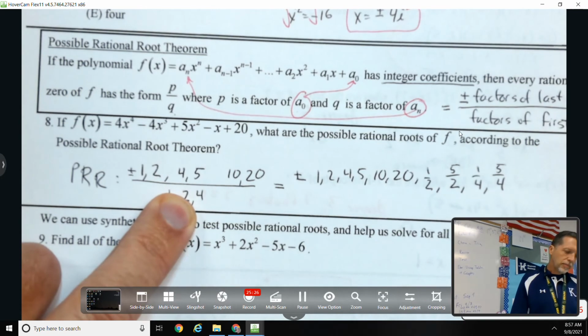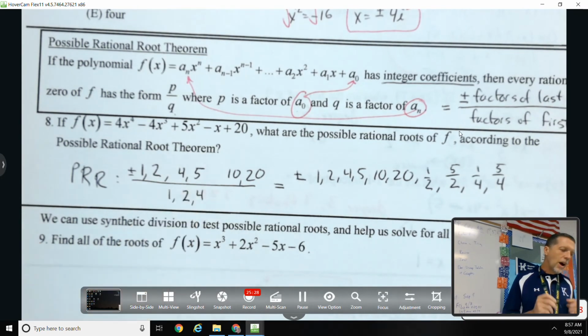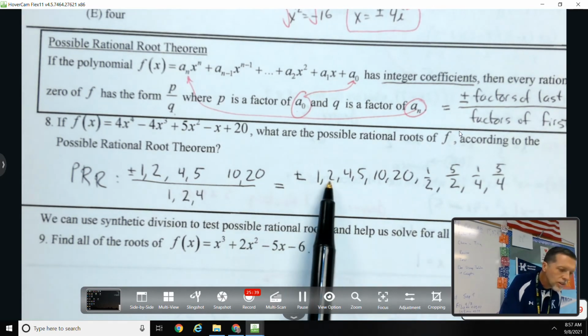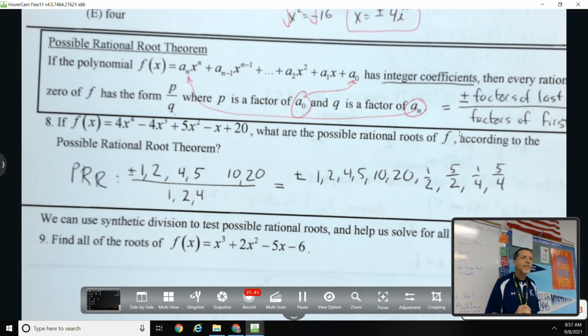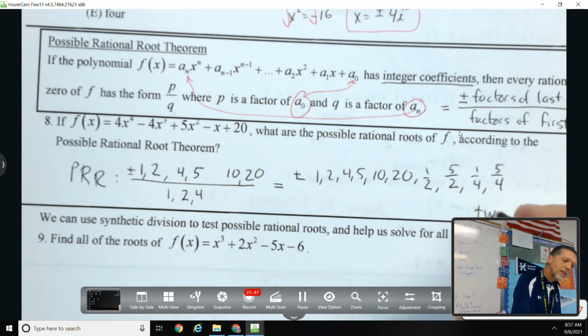Because this shows up as a question in the worksheet and on the test, how many different possible rational roots are there? 20, right? Because it's plus and minus. You double it because of the plus and minus. It's 20 because of the plus or minus.